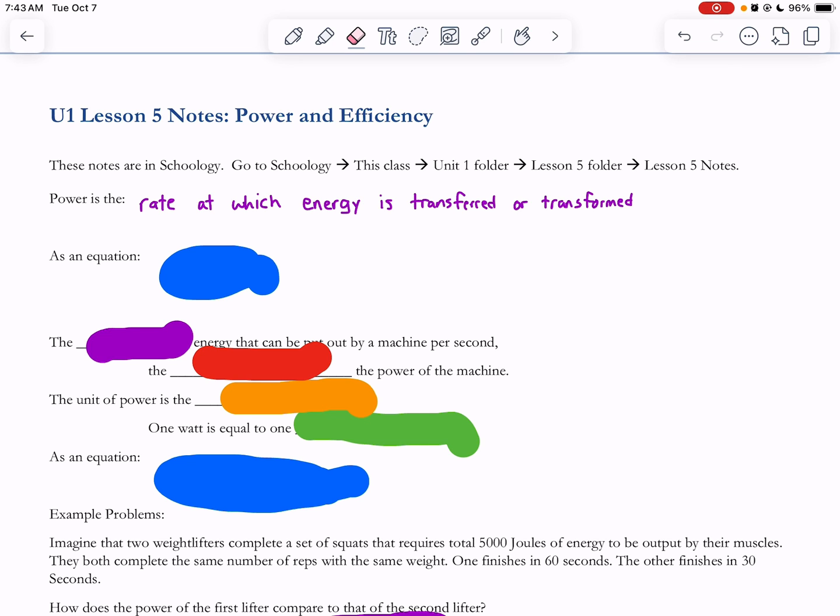Now, as an equation, when we write that down, it looks like this. Power is energy divided by time. When we talk about rates, that's what we're talking about. Something divided by time. So in this case, it's the energy that we're transferring or transforming divided by time.